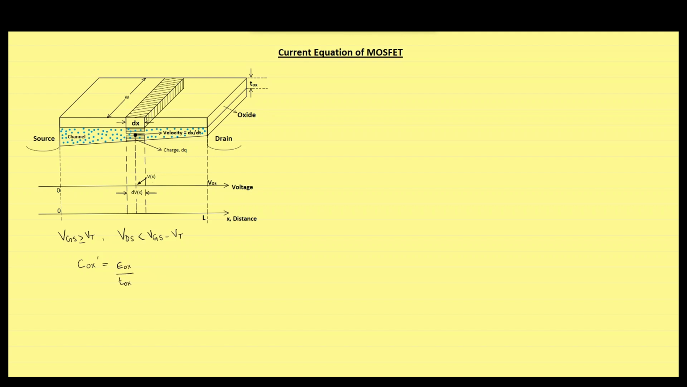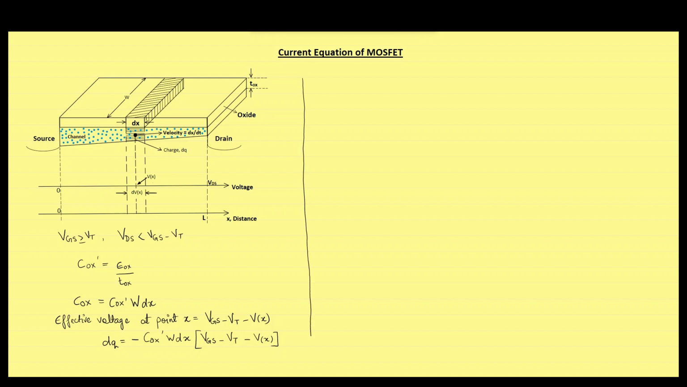Now, we will consider an infinitely small strip of the gate at distance x from the source. The capacitance of this strip will be equal to capacitance per unit area multiplied by channel width into dx. Now we assume the effective voltage responsible for inducing the channel at point x is equal to overdrive voltage minus Vx, where Vx is the voltage in the channel at point x. So, the electronic charge which is present in the inversion layer in this extremely small strip of gate is equal to minus total capacitance multiplied by voltage.